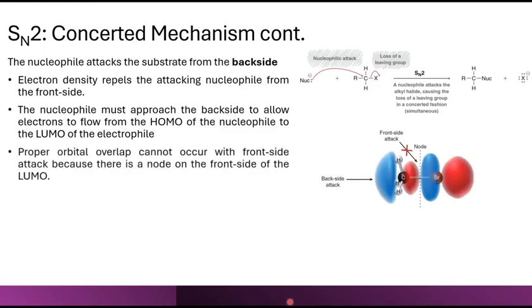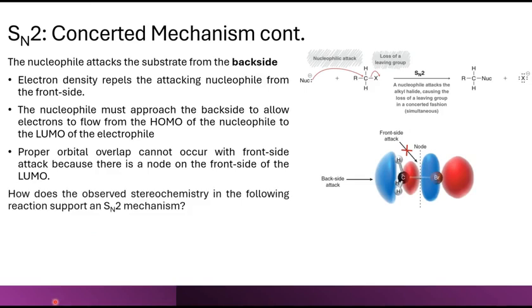Proper orbital overlap cannot occur with the front side attack because there is a node on the front side of the LUMO, or a node between the C-Br bond at the LUMO. How does the observed stereochemistry in the following reaction support an SN2 mechanism? Well, notice there's inversion. If the chiral center starts off as S, and we have an SN2 reaction, the chiral center is inverted to R, which is evidence that there is a backside attack.